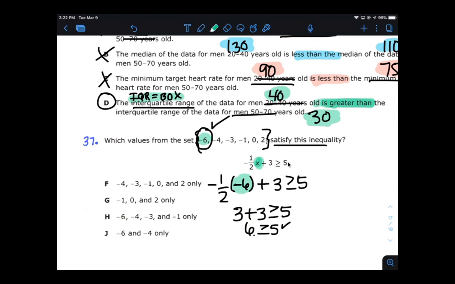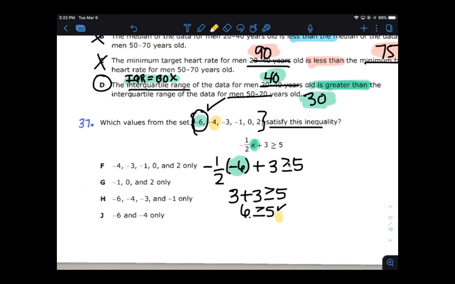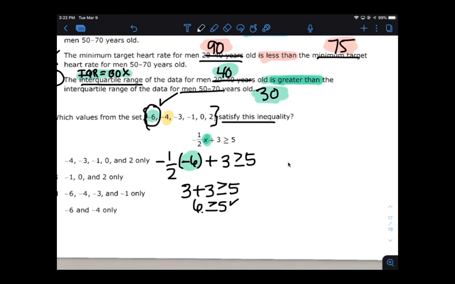Then let's go ahead and check negative 4, right? So I'm going to substitute it maybe here on the side. Okay, negative 1/2, and instead of x, we're going to write the value negative 4. So it's negative 1/2 times negative 4.